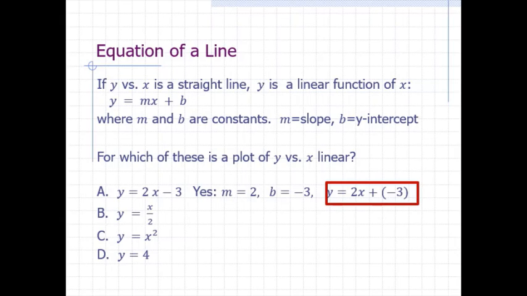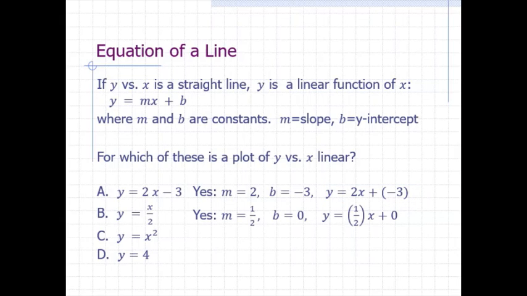Let's take a look at choice B. This is also a linear relationship. Why? We can see that x is divided by 2. Dividing by 2 is the same thing as multiplying by 1/2. So we are multiplying x by 1/2, which is a constant. Therefore, m is equal to 1/2. But we're not adding anything to x over 2. Well, that's the same thing as adding 0. So b is equal to 0. In other words, in this case, y is 1/2 times x plus 0.